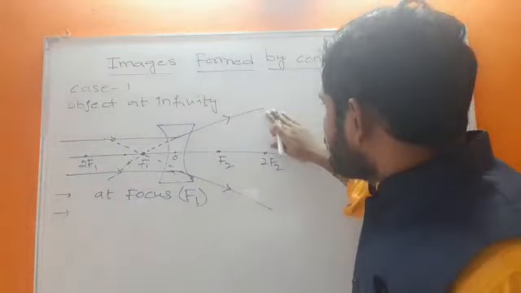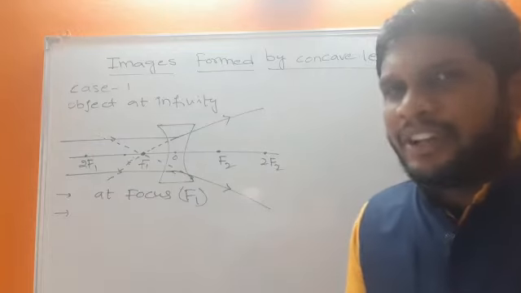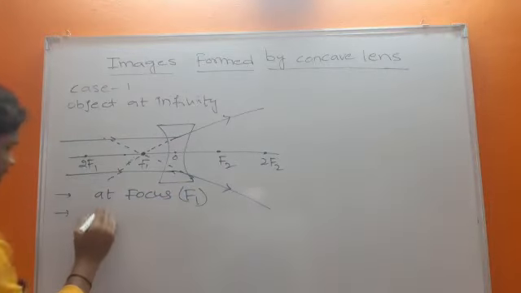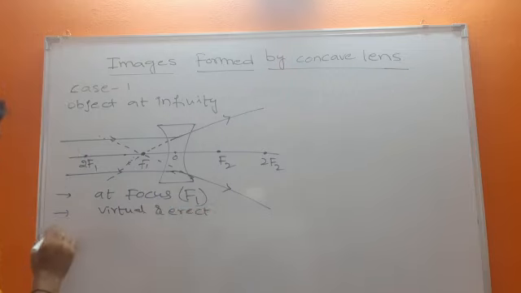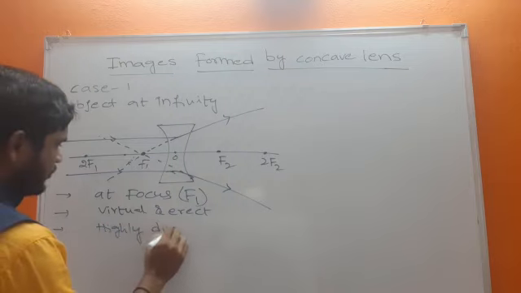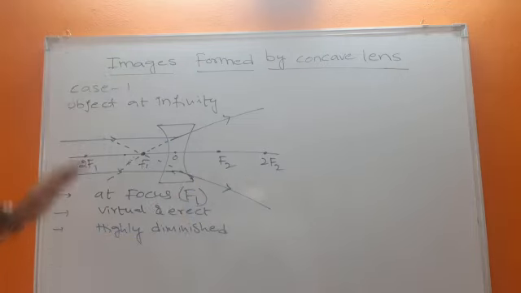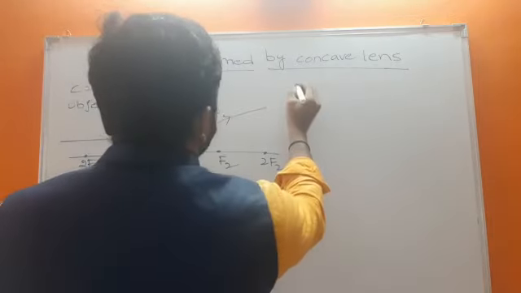Coming to the nature, it is a virtual image. The image is formed due to the imaginary rays; these are not original rays. So the image is virtual and erect, or upright. And coming to the size, it is highly diminished. So this is what we can see in the first case. When the object is placed at infinity, the image is formed at the focus.